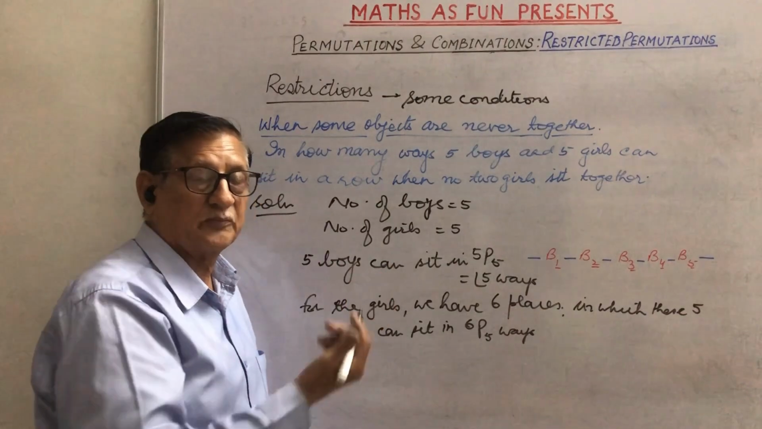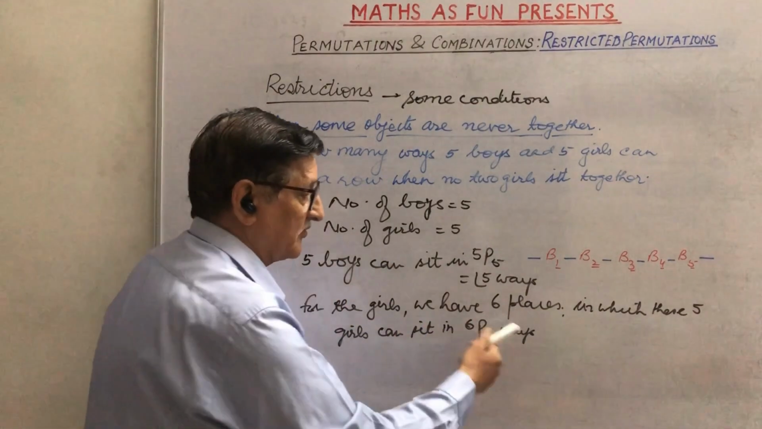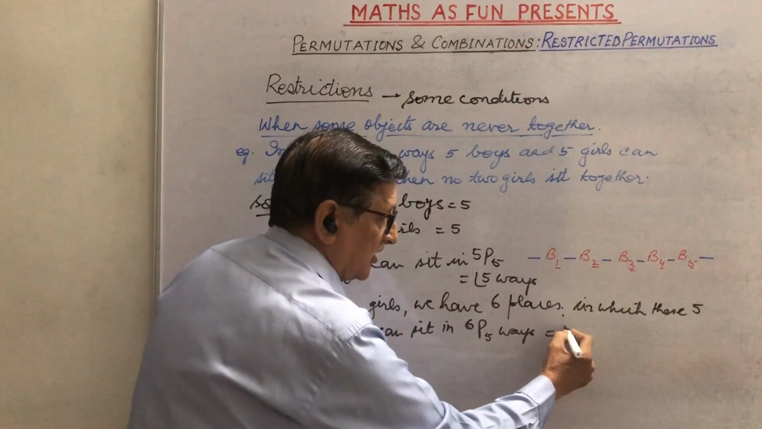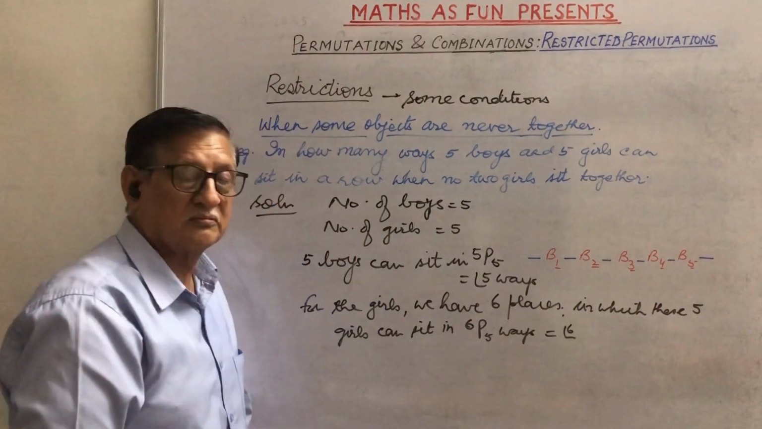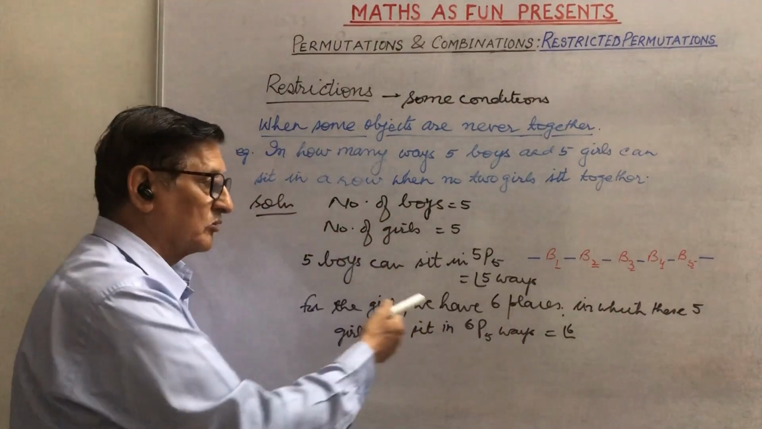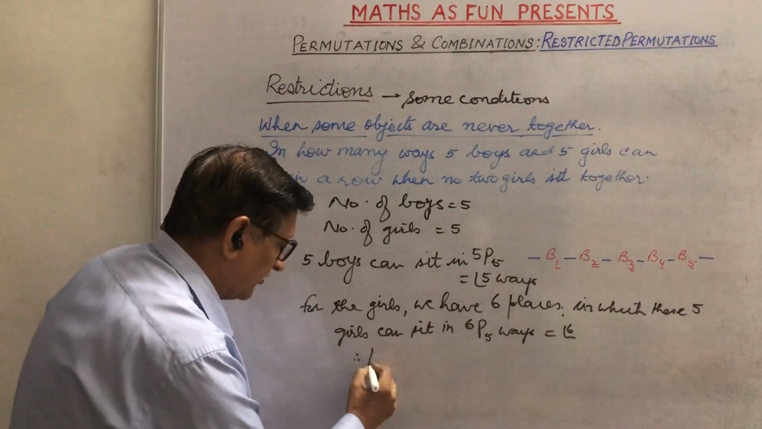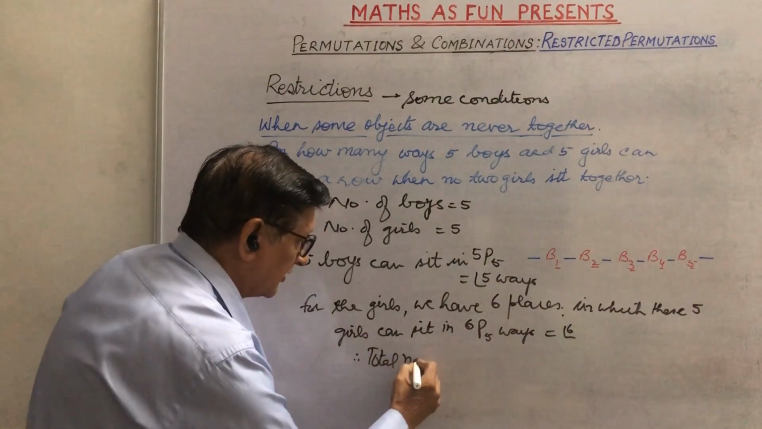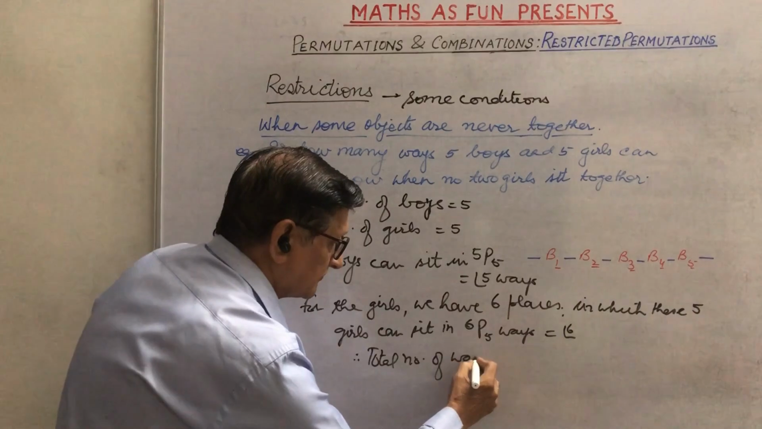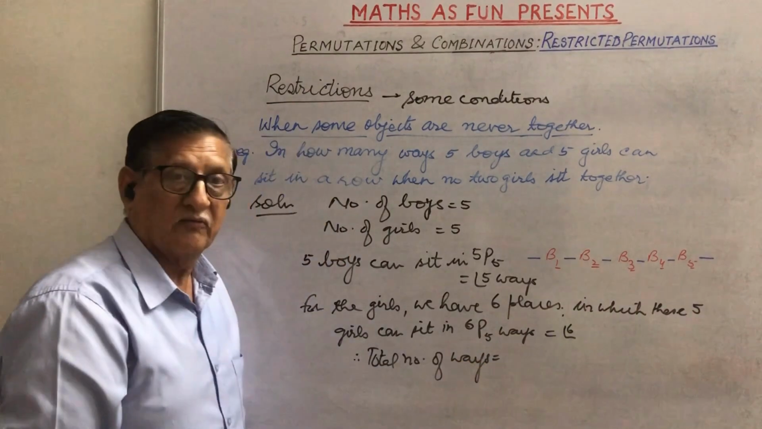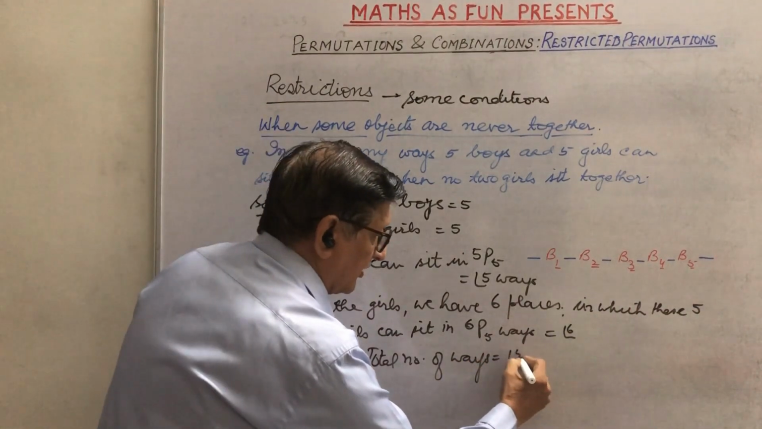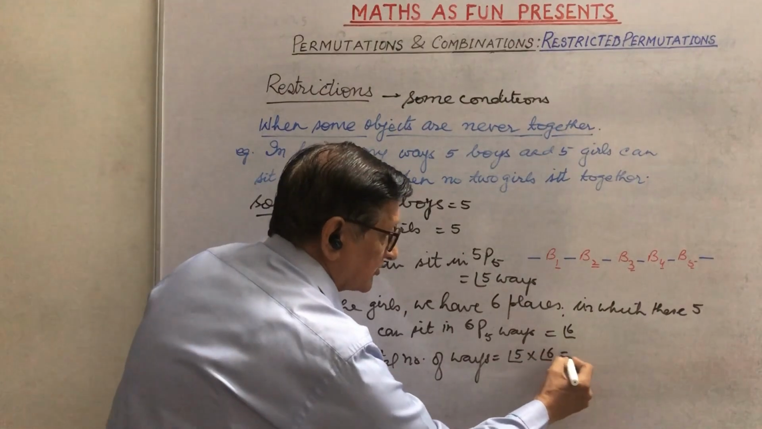That is factorial 6 upon factorial 1. So we can write 6P5 is the same as factorial 6. It means, how many are the total number of ways? Therefore, total number of ways will be factorial 5 into factorial 6.